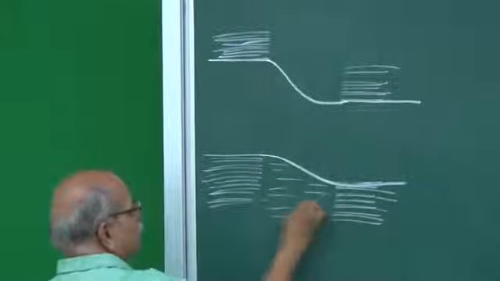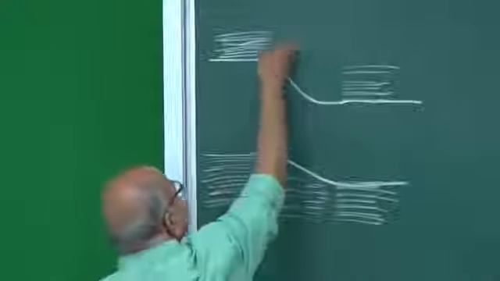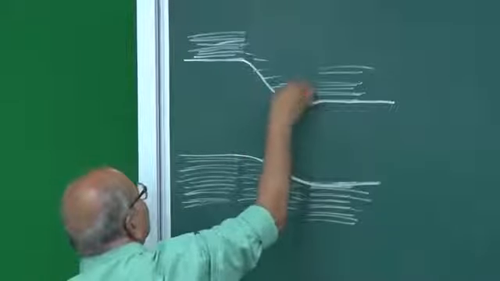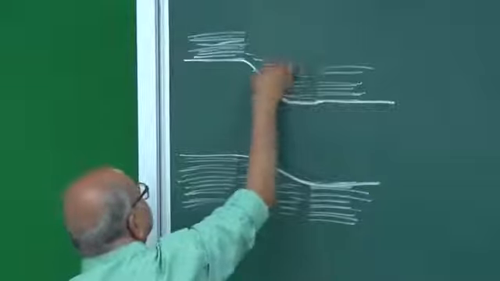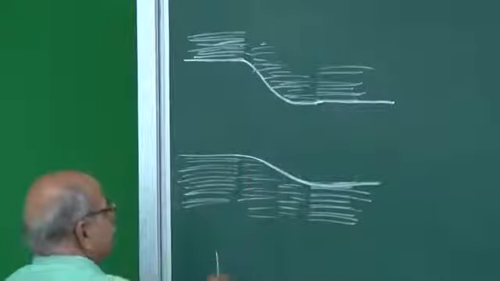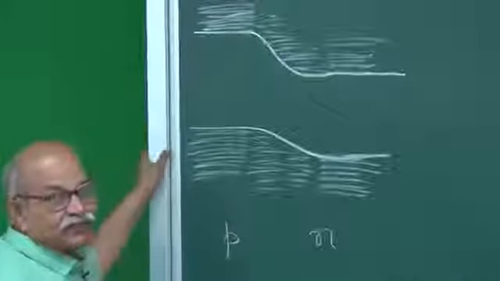These are your valence band energies, and these are the conduction band energies. So the band is shifted like this. This is P side and this is N side. This is the depletion region and so on.